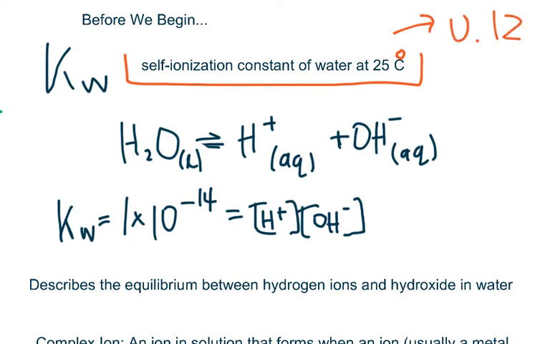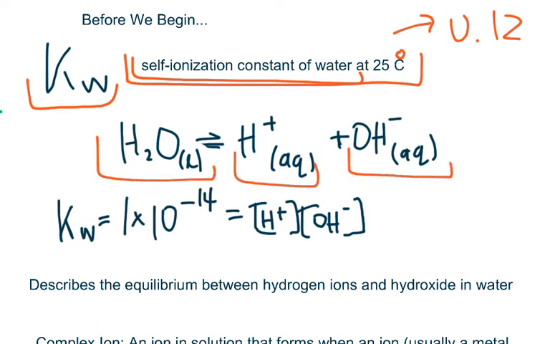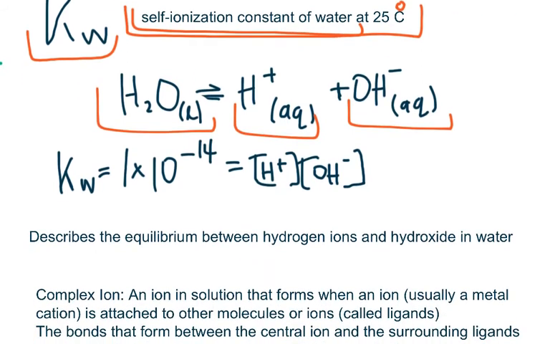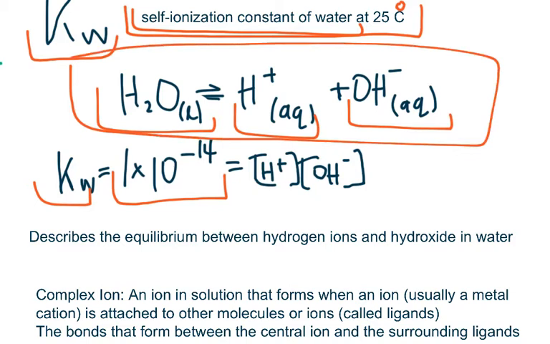So, the self-ionization constant for water is Kw. It describes the K for when water splits itself into H plus and OH minus. So, the Kw turns out to be 1 times 10 to the negative 14, and we know that the Kw is simply just the equilibrium expression for the reaction, so it will be H plus times OH minus.